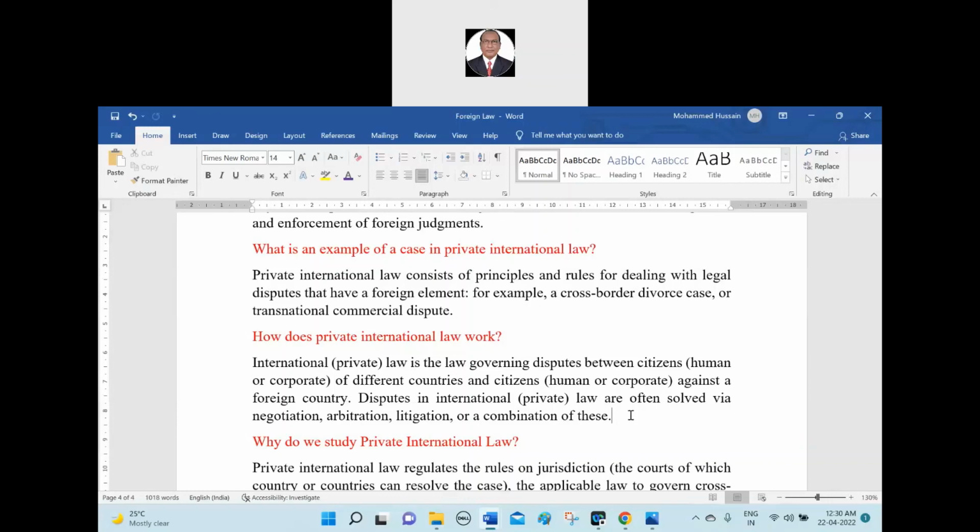Because as the equity principle says, justice must be done and must be seen to be done. If civil litigation takes 40 years to resolve a land dispute, what is the use of it, you tell me? That is number one.